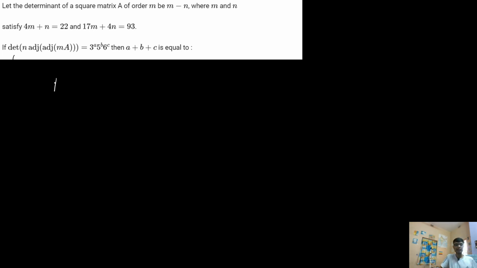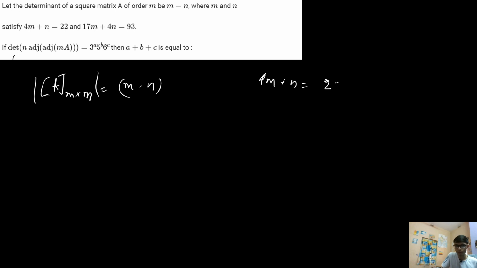Now in this question it is given that there is a square matrix of order m cross m, and its determinant value is given as m minus n. And m and n follow two particular relations, that is 4 times m plus n is equal to 22, and 17 times m plus 4 times n is equal to 93. Now if I calculate and solve for m and n, what do I get?